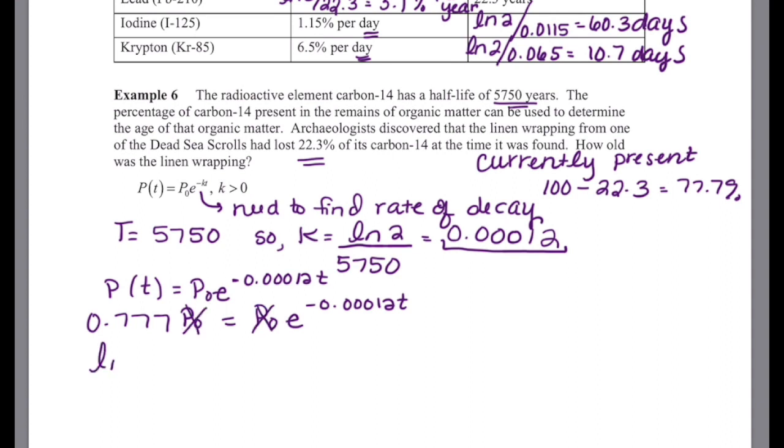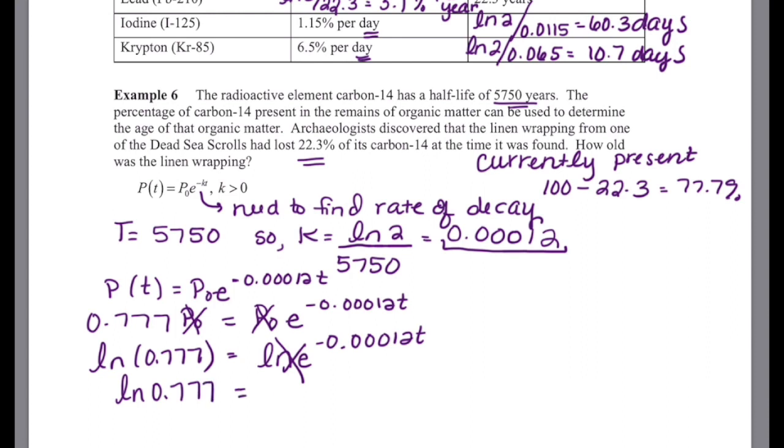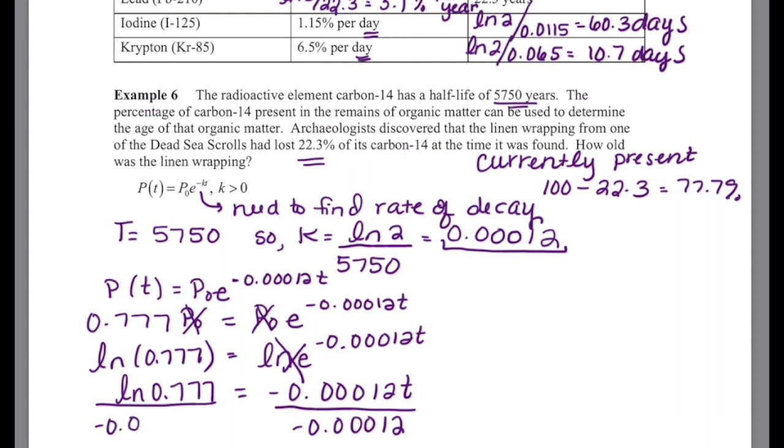I then can take the natural log of 0.777 equal to the natural log of e, so that I can get rid of the exponent and bring that exponent down, since these will end up canceling. The natural log of 0.777 will just be a value. And when I divide by negative 0.0012, I see that the time is about 2,103 years old.